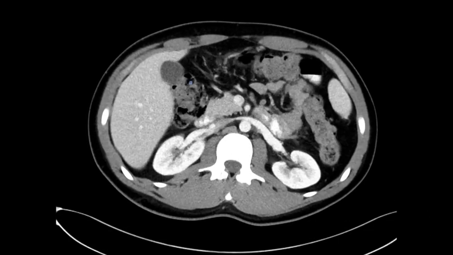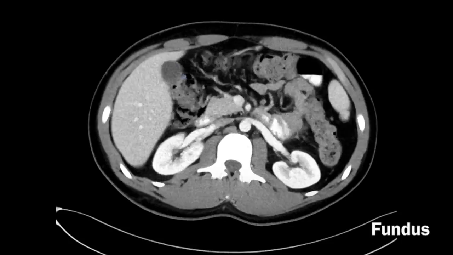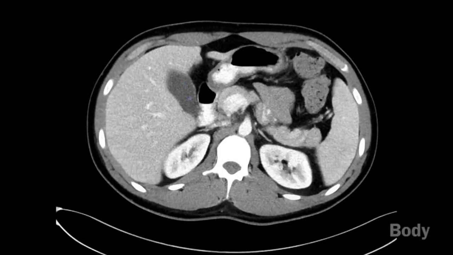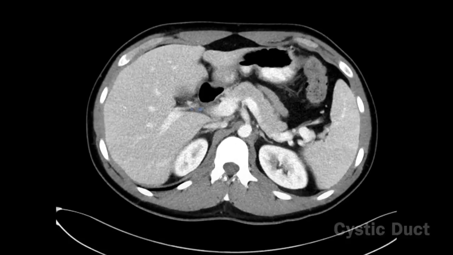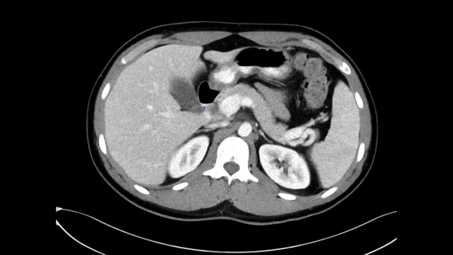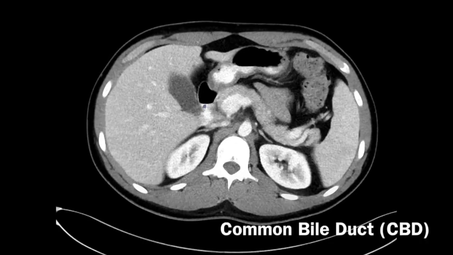Gallbladder is split up into the fundus, the body, and the neck. Oftentimes you have stones at the neck that can obstruct it and cause acute cholecystitis. The neck goes into the cystic duct, which can be difficult to see on normal CTs, and the cystic duct inserts into the common hepatic duct that turns into the common bile duct.